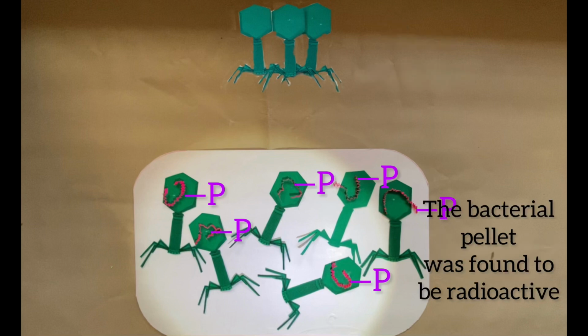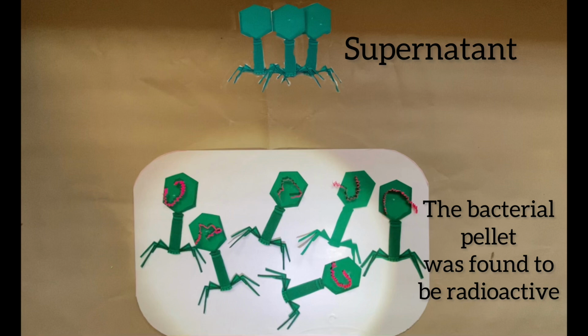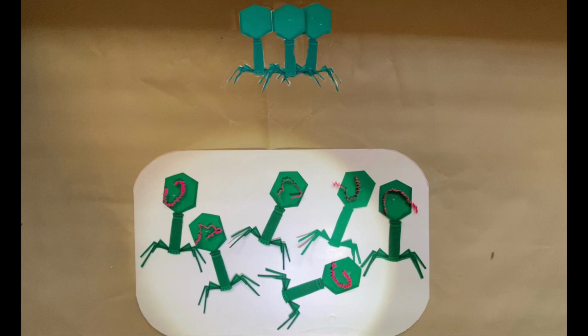The progeny of the phages that were labeled with radioactive phosphorus remained labeled. Here, the bacterial pellet was found to be radioactive, but the supernatant did not show any radioactivity. Here you can observe that the radioactive phosphorus enters the bacteria, as only the DNA was labeled with radioactive phosphorus, not the protein, which remains outside.